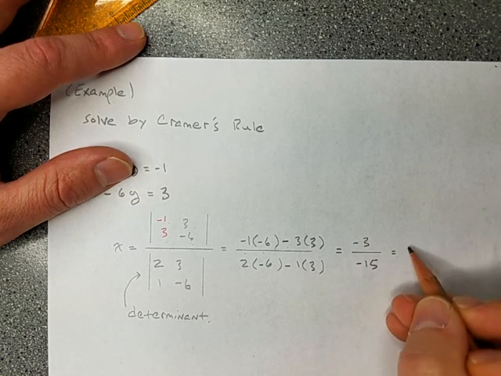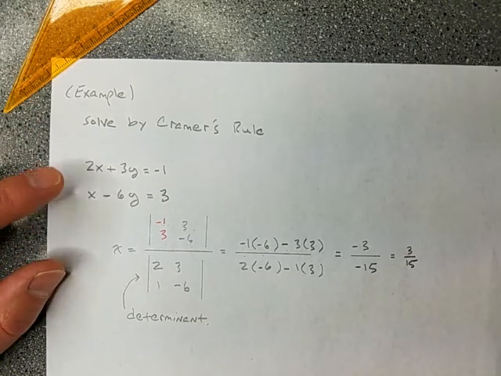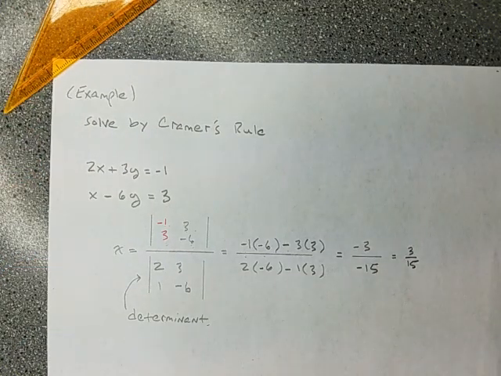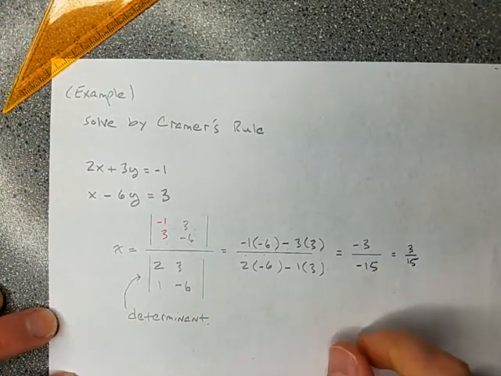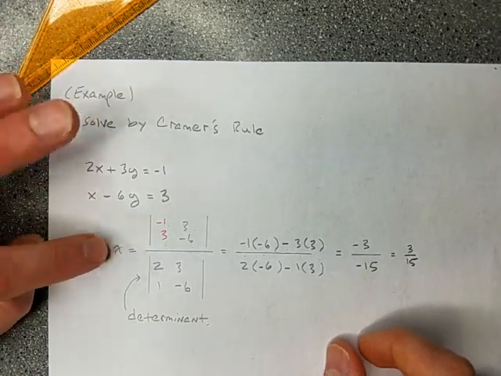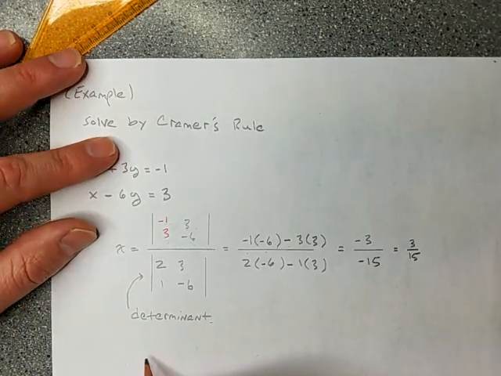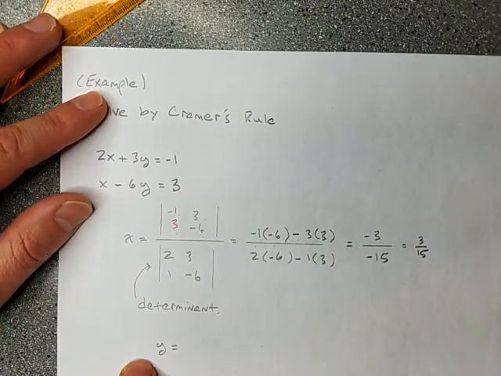So my answer there will be 3/15. So if you solve for x, you'll get 3/15. Okay? So there's your answer. What's the x supposed to be? The x is supposed to be 3/15 in order for this to be right. What about the y? Well, Cramer's rule can be used to solve for x or for y.